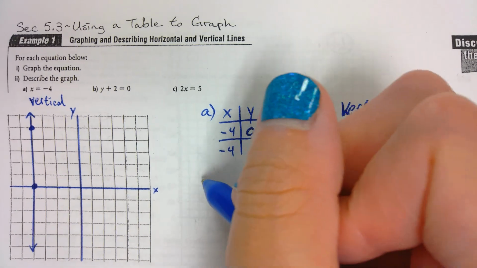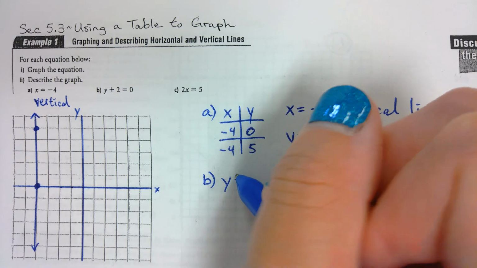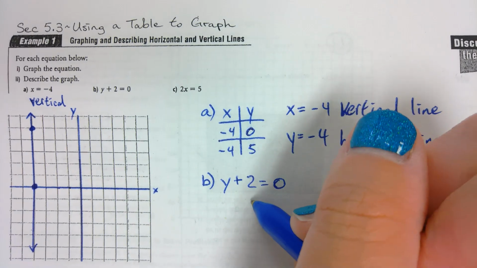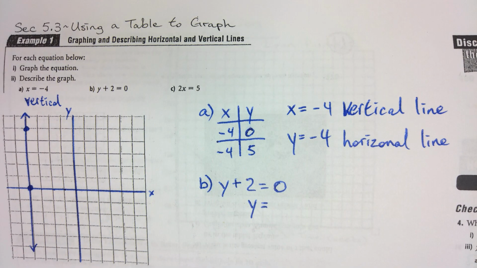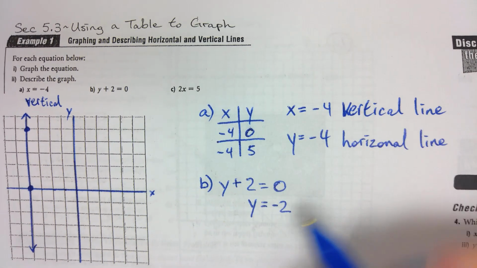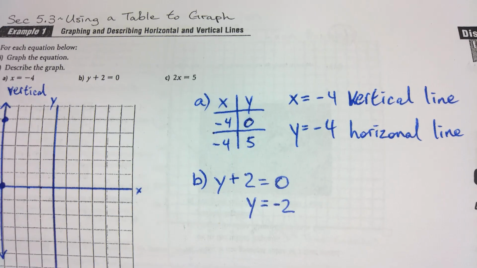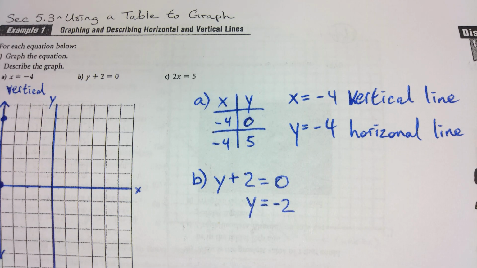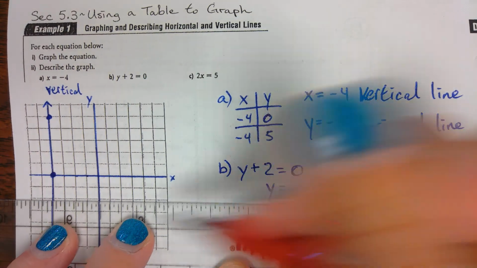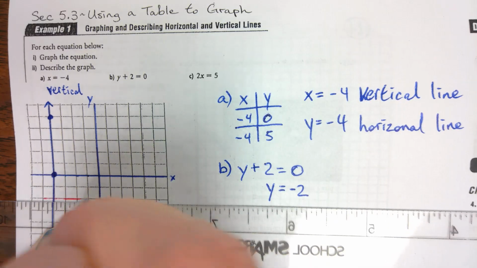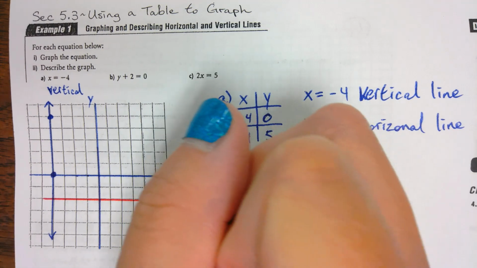Okay, so B right here, y plus 2 equals 0. So what does y equal if I were to rearrange or solve this equation? We had a whole test last week. Exactly, right. Move that 2 over to the other side, so you get y equals -2. So when I graph this, it's going to be a horizontal line at y equals -2. And there's my line. This is a horizontal line.